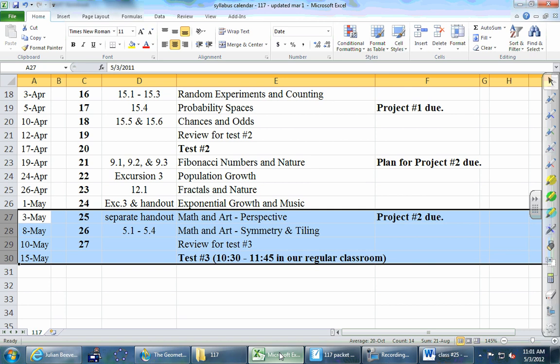15th is a Tuesday. So next week is a full week, and then that'll be the end of it for us. And then the following Tuesday is our test. Other questions on the calendar?